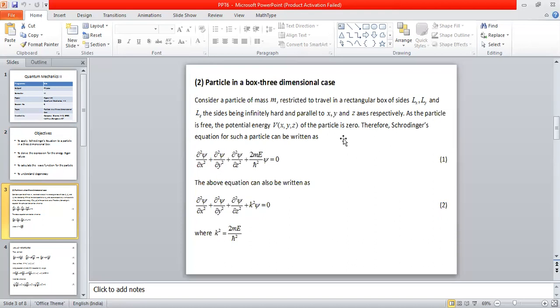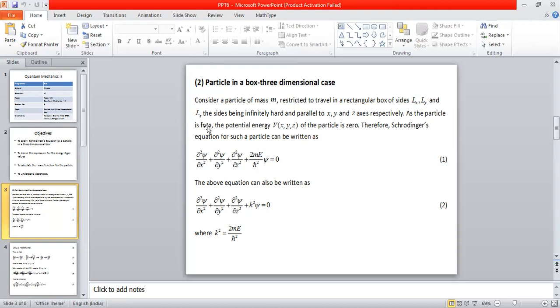So along the x-axis, the particle is restricted to travel between x equal to 0 and x equal to Lx. Along the y-axis, the particle is restricted to move within the region y equal to 0 and y equal to Ly. And along the z-axis, z equal to 0 and z equal to Lz. So here we have a particle restricted in a rectangular box whose sides are Lx, Ly, and Lz.